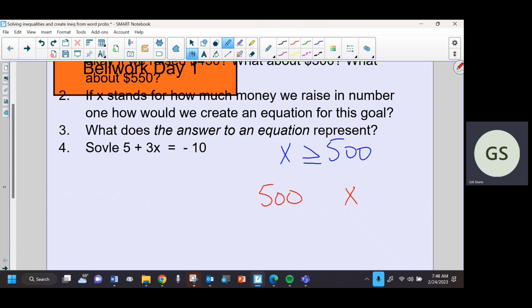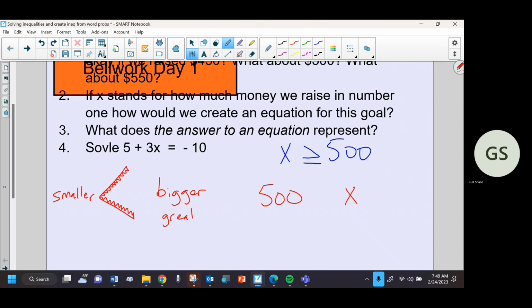I'll explain. When you learned in elementary school, they said, this is an alligator mouth. The alligator is really hungry, so the alligator is going to eat whichever thing is bigger. The mouth of the alligator is always going to be open up to the bigger number. So this side that it's eating is the bigger number, and this side is smaller. Or to use our words, this side is the greater number, and this side is the lesser number.